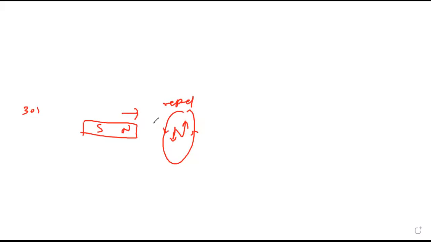There is no current is also wrong. Current flows in the coil in anti-clockwise direction. This is correct, no? North pole, therefore anti-clockwise direction.